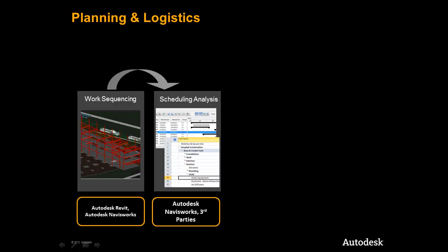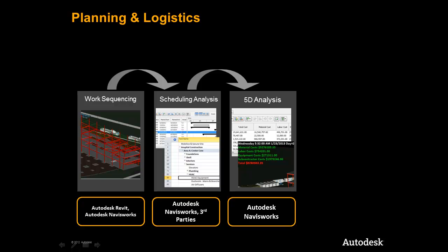It is here that we can create and iterate a detailed 4D sequence and begin to analyze our tasks for problems in the field and coordinate all trades and activities on the site digitally before we get to the project site. Finally, we will add cost information to the schedule and begin to do a 5D analysis and determine the cash flow for our project.